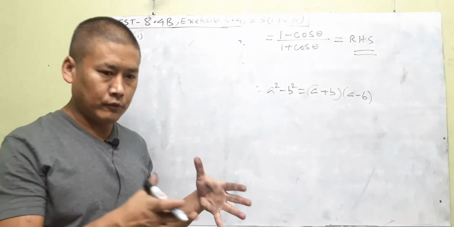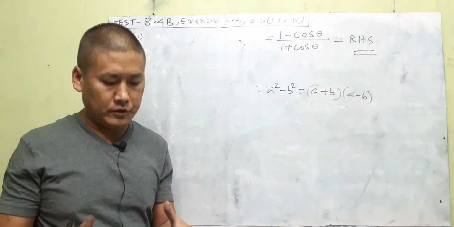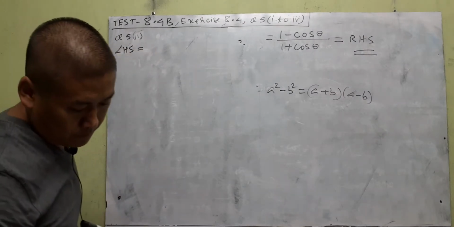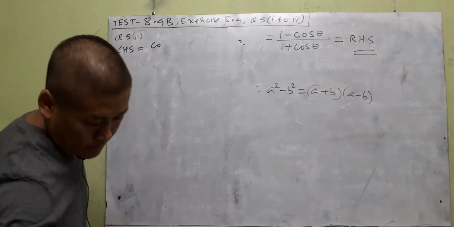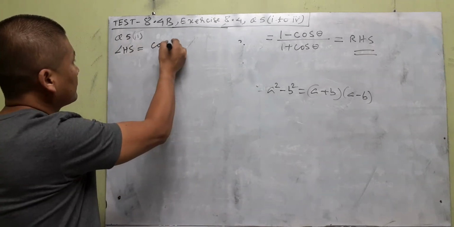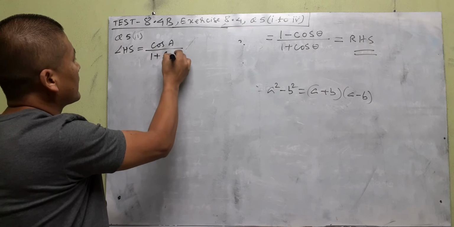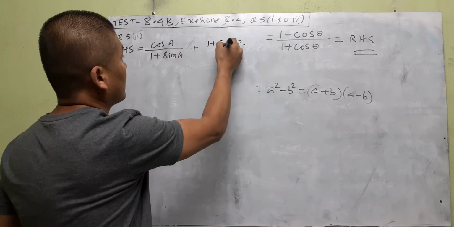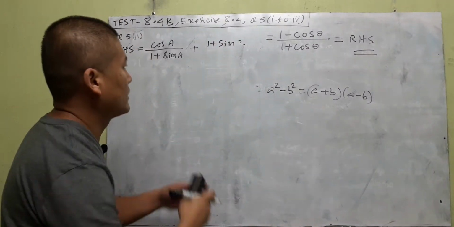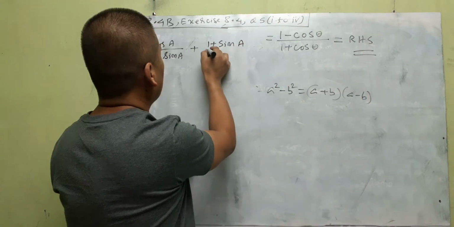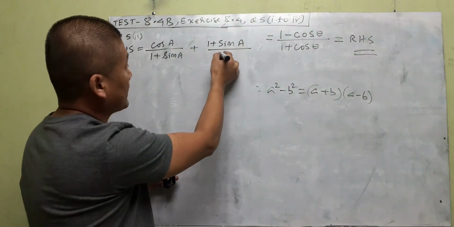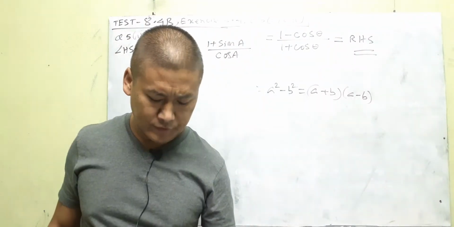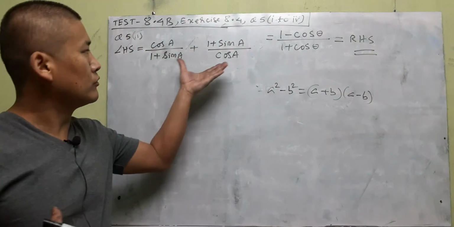So normally if you take the one which looks more complicated, it becomes easier, okay? So the left hand side looks more complicated, so let us take the left hand side. LHS is equal to cos A by 1 plus sine A plus 1 plus sine A by cos A. And let us see what is on the right hand side, because we have to keep track of that, right? 2 sec A. So we want to try to change this to 2 sec A.